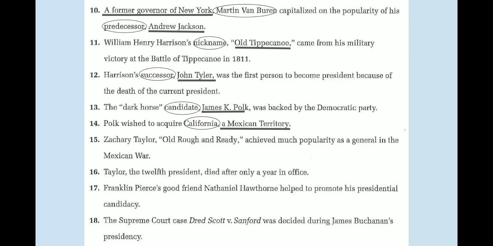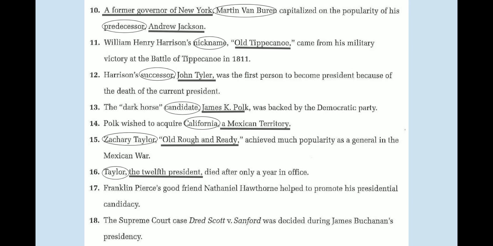Number 15, Zachary Taylor, Old Rough and Ready, achieved much popularity as a general in the Mexican War. Old Rough and Ready is our appositive phrase, identifying or adding more information to Zachary Taylor, which is our noun. Number 16, Taylor, the 12th president, died after only a year in office. The 12th president is our appositive phrase, adding more information to Taylor, our noun.